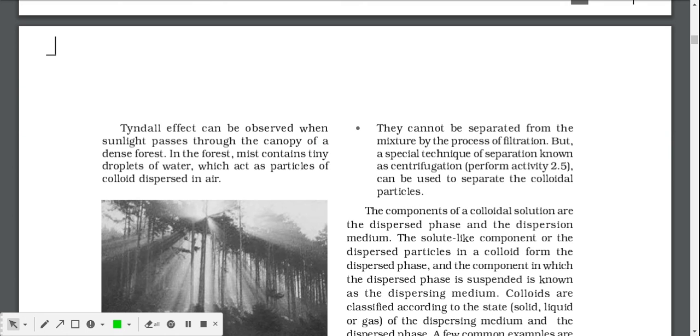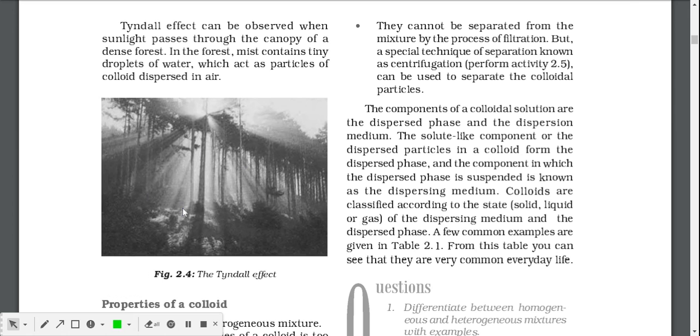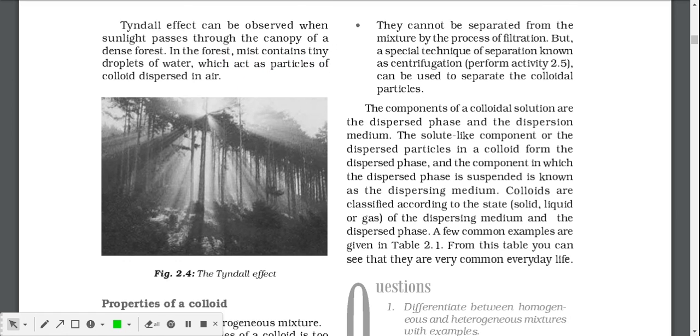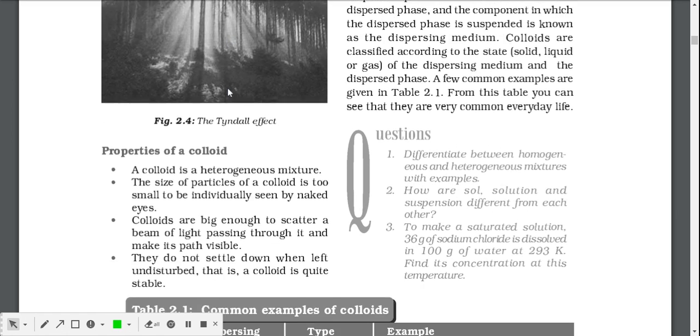Now, the Tyndall effect can be observed when sunlight passes through the canopy of a dense forest. You can see this figure also. This is basically known as the Tyndall effect. It occurs because the forest contains tiny water droplets, and there are also some dust particles present in the atmosphere, which act as colloidal particles dispersed in air. So they act as the colloidal particles.